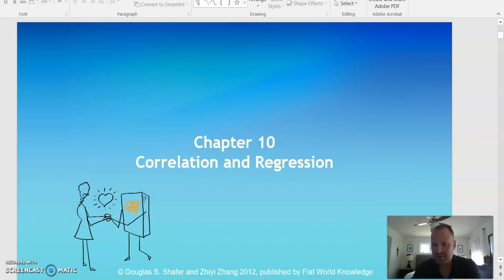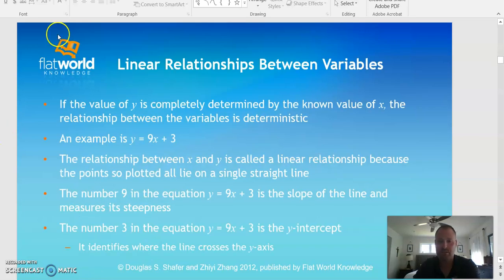All right, so today we're going to talk about Chapter 10. This is the last chapter that you will be assessed on for the final exam. And Chapter 10 is correlation and regression. So for many of you, if not all of you, back when you took Algebra 1 or Algebra 2, this was something that was covered.